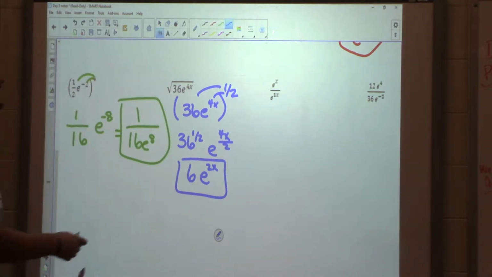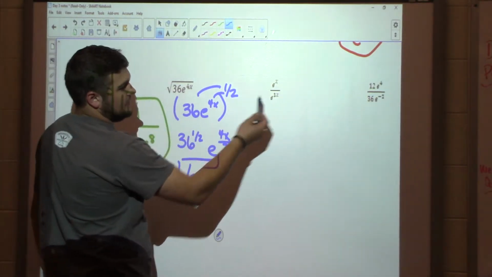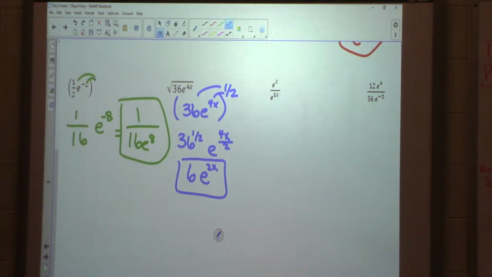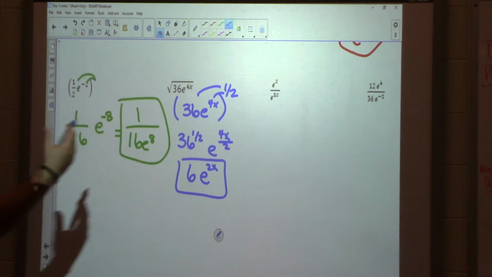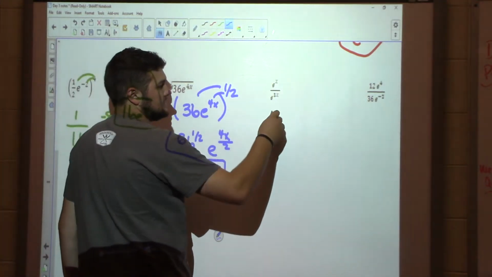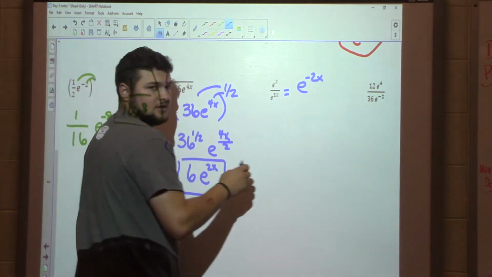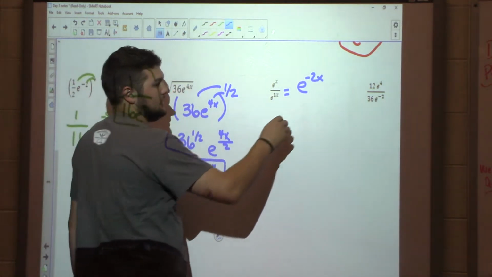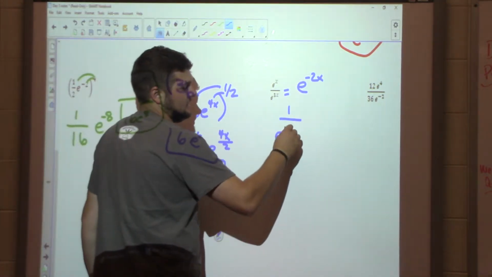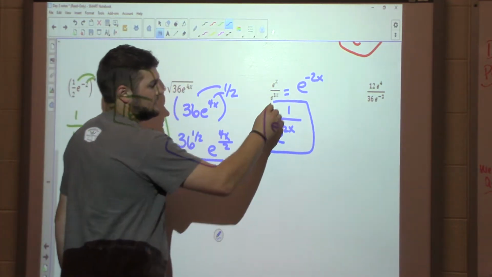Next, e to the x over e to the 3x. When I am dividing things at the same base, I do what to their exponents? Subtract. So x minus 3x will give me e to the negative 2x, which we know we can't have a negative exponent. So we have 1 over e to the 2x.